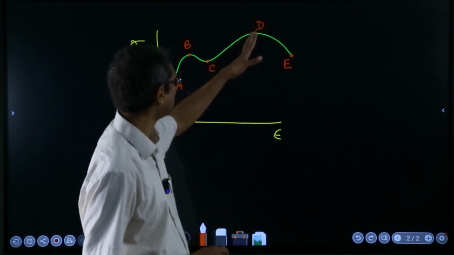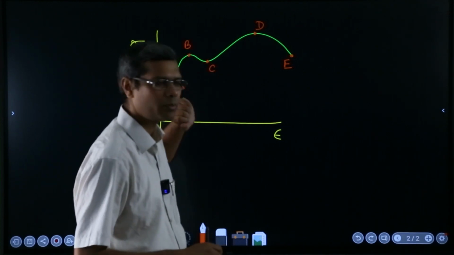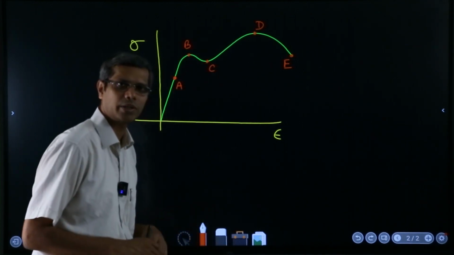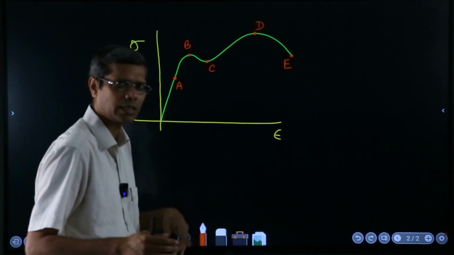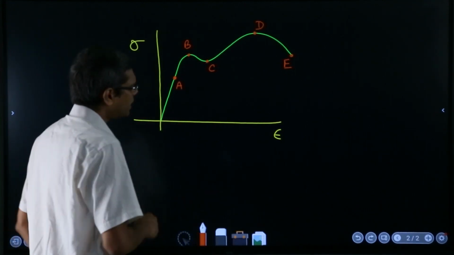This is the ultimate stress. These are the upper and lower yield points. This is the proportionality limit. A is called the proportionality limit. I think I forgot to tell the name for that.